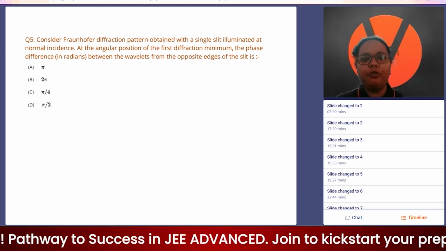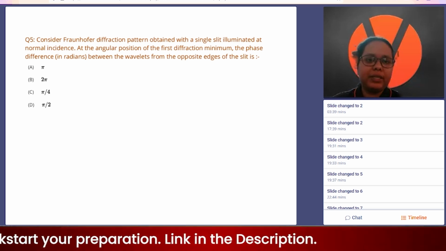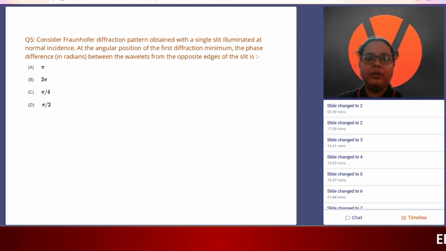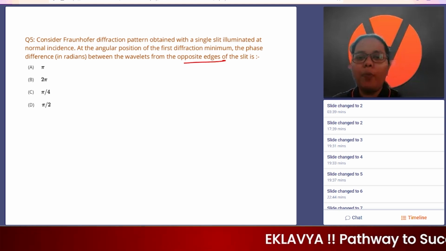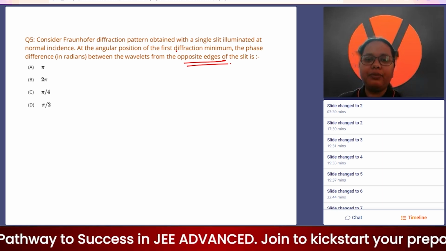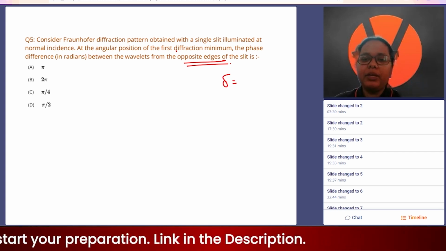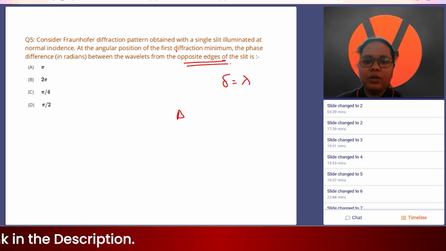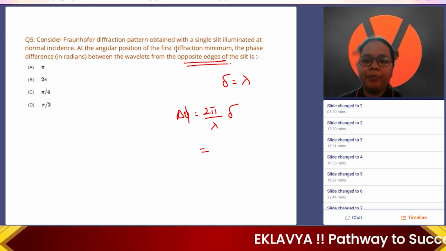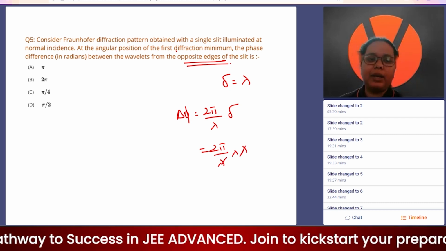Next question: consider the Fraunhofer diffraction pattern obtained with a single slit illuminated at normal incidence. At the angular position of the first diffraction minimum, what is the phase difference between the wavelets from the opposite edges of the slit? For the first diffraction minimum, the path difference is lambda. The phase difference formula is 2 pi by lambda into delta. The path difference is lambda, so if you cancel lambda and lambda, you will get the answer.